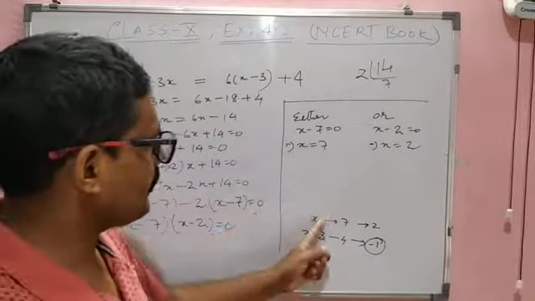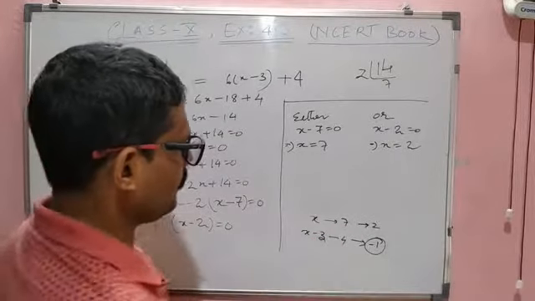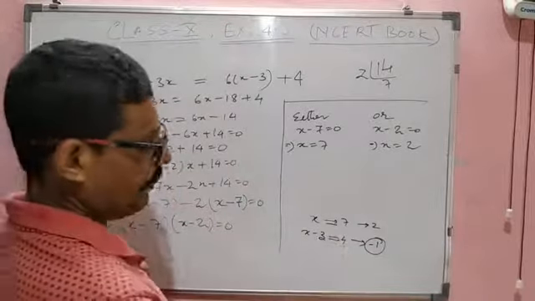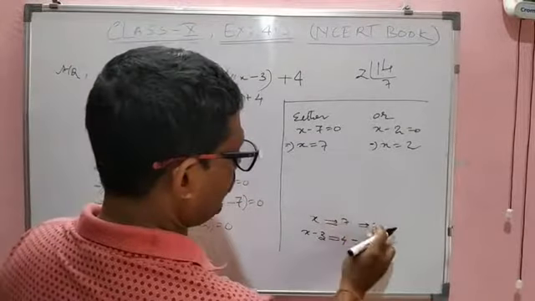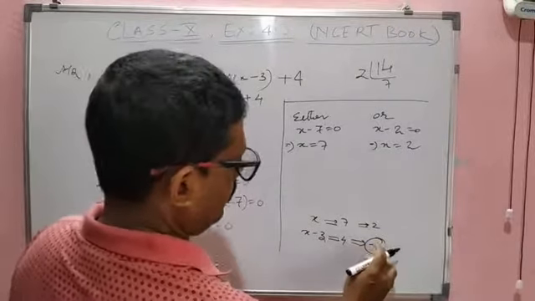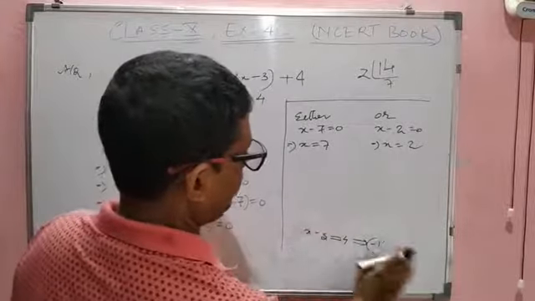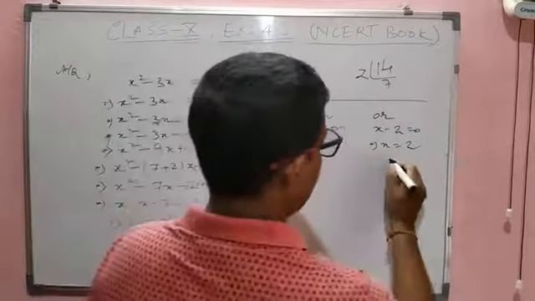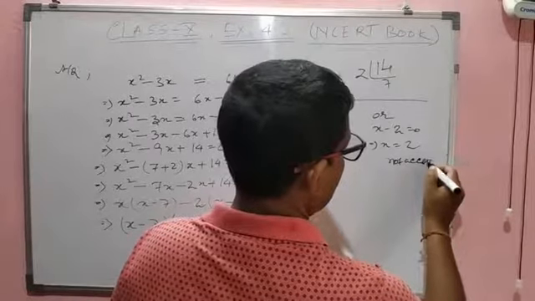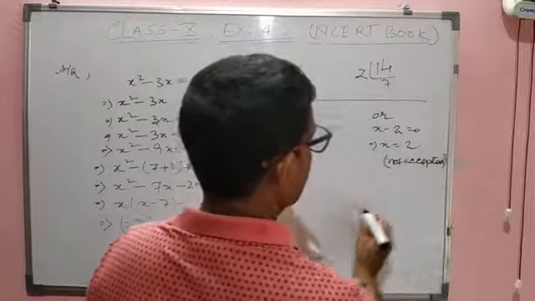If we take x equal to 7, then x minus 3 will be equal to 4. So this is possible. But if we take x equal to 2, then x minus 3 equals minus 1. So minus 1 cannot be the breadth. That is why this is not accepted. So we'll write, this is not accepted.